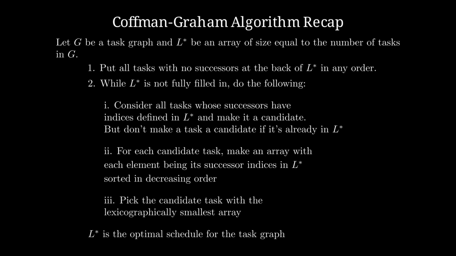Then, pick a candidate task with the lexicographically smallest array. At this point, L star is completely filled in and is the optimal schedule for the task graph. That's the Coffman-Graham algorithm.